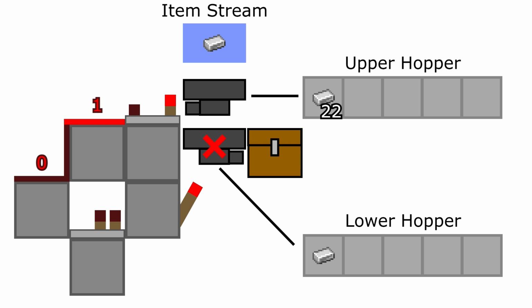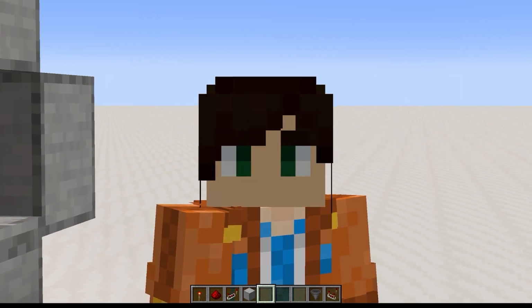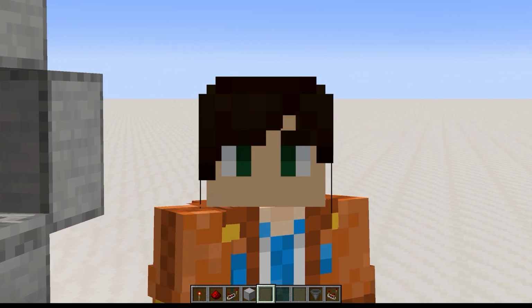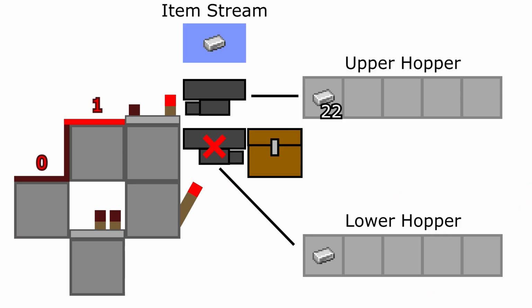Things are looking good. The problem is, if our item stream is already all iron ingots, why do we need an item sorter to begin with? So let's update the item stream. Now it contains both iron ingots, which we want, and rotten flesh, which we don't want.